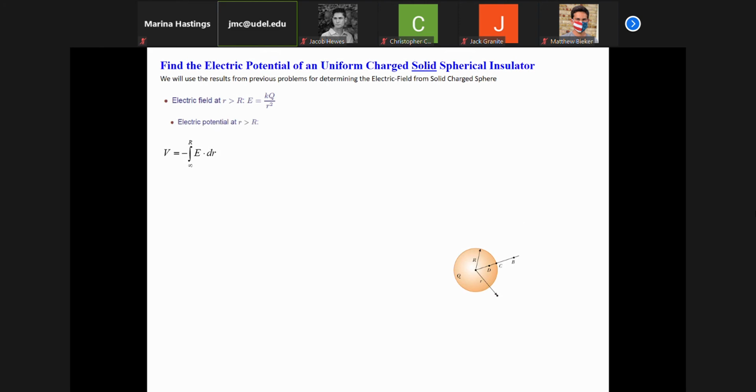And so now to determine electric potential at some point outside the sphere, we have to do the integration from infinity. Well, I guess we could go all the way to R, if we want to go all the way to the surface of R. So, do this integration. I mean, this is something we have done.